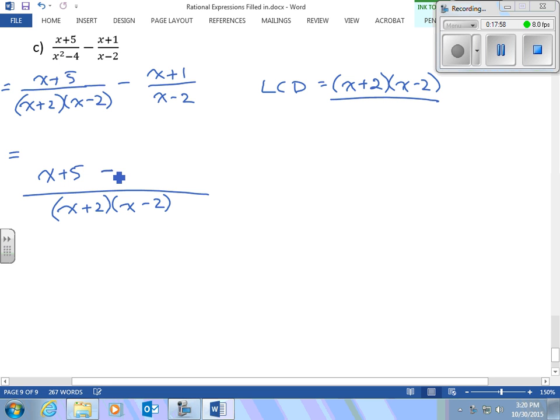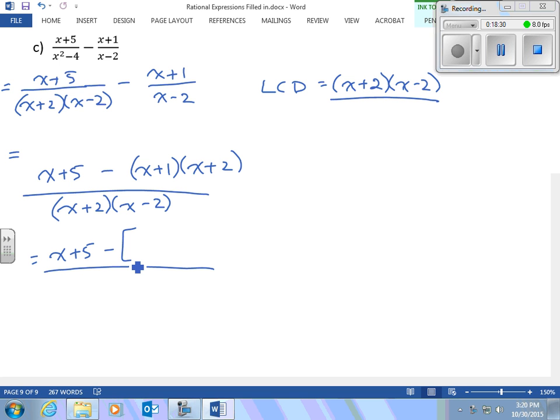And now we're subtracting. On the second fraction, we need an x plus 2 in the denominator, so we need to put it in the numerator as well. So we've got x plus 1 times x plus 2. Now let's clean up the numerator. We have x plus 5, and we're subtracting. I'm going to put a set of square brackets here so that we remember to subtract everything. And I'm going to multiply through these brackets on the x plus 1 times the x plus 2. So I have x squared plus 3x plus 2.